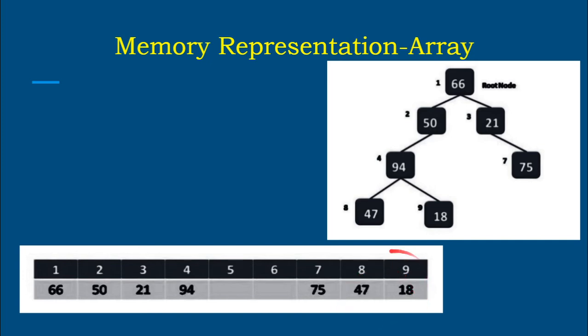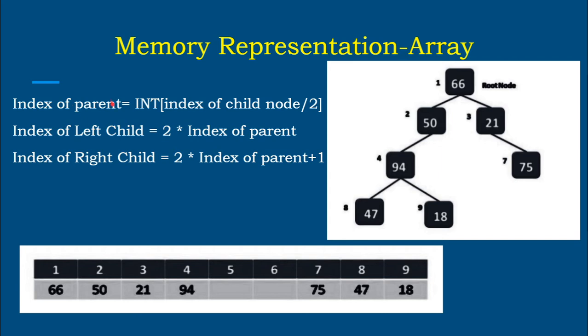So how to calculate these locations? Let us see the formula for how it is stored. Index of parent is equal to index of child node divided by 2. Here, for example, the index of this child node is 2, and 2 by 2 is 1, which is the parent node. We have to take the rounded-down integer value.